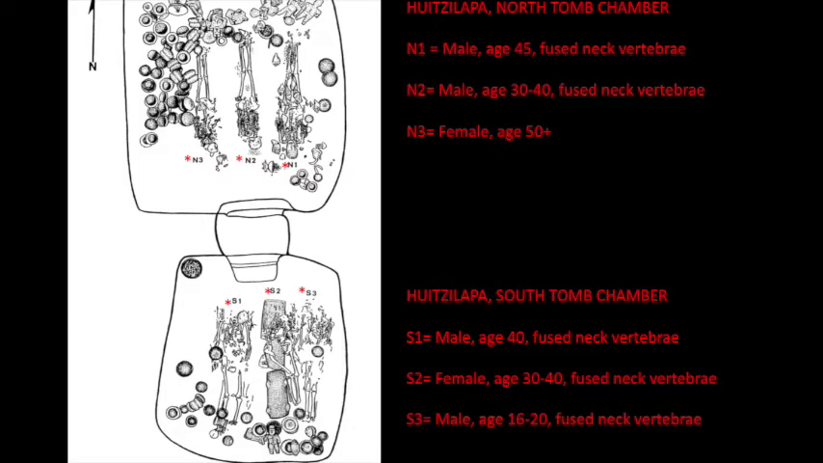So those are the two men and one woman buried in the northern chamber. The men were buried with gender male spear throwers, and the woman was buried with gender female spindle whorl. Gender-specific grave goods were also found in the southern tomb.